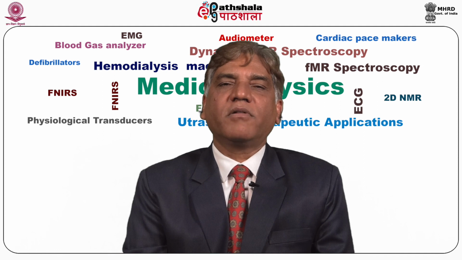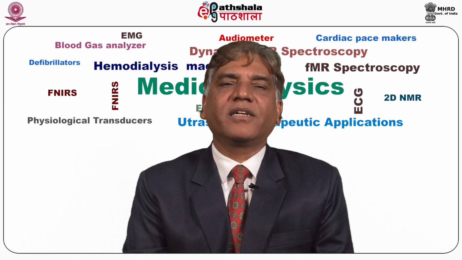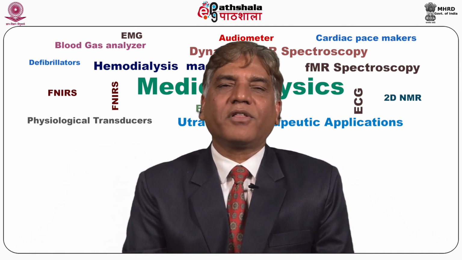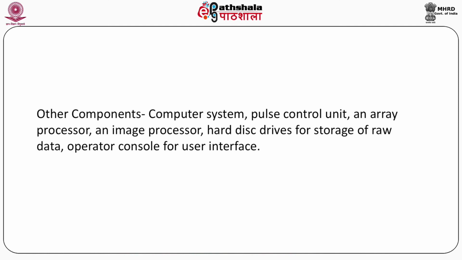Fourth is the patient table. All systems use a hydraulically or mechanically driven couch to lift the patient to the level of the bore of the imaging system. The tables are comfortable for the patient and allow for the attachment of coils and immobilizing devices. Other components in an MR system are the computer system, pulse control system, array processor, image processor, hard disk drives for storage of raw data, and operator control for the user interface.